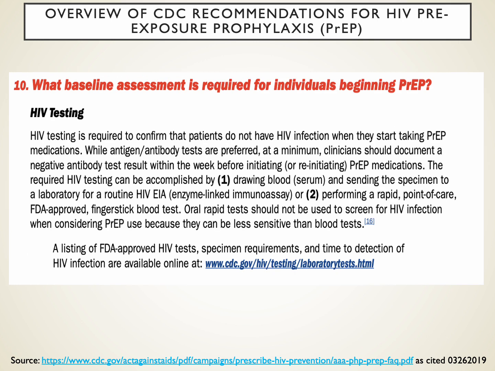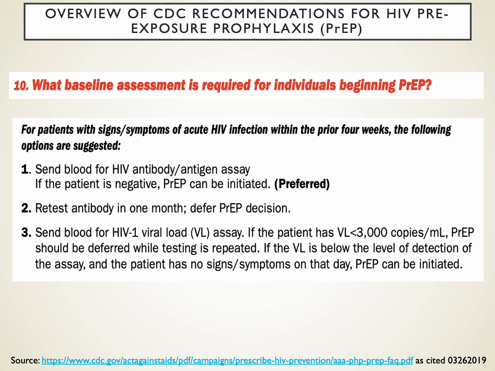For folks who are on PrEP, you need baseline HIV testing, and then you get that done periodically during regular visits as you're reevaluating their ongoing use for PrEP therapy. So baseline assessments, you're going to send blood for HIV antibody antigen status, and if they're negative, you can start PrEP. You'll retest the antibody in a month, and then if they're positive, then you're going to defer that decision and go from there. And then in circumstances where it's appropriate, you may look at a viral load if they're antibody positive.